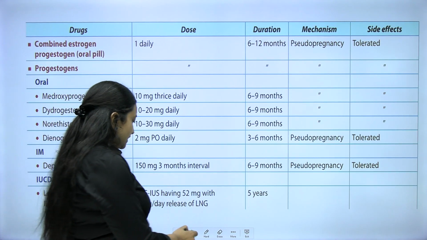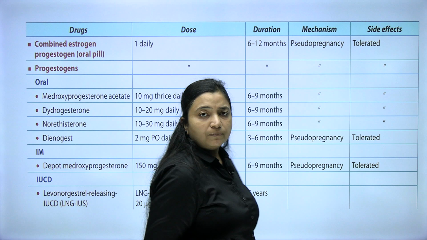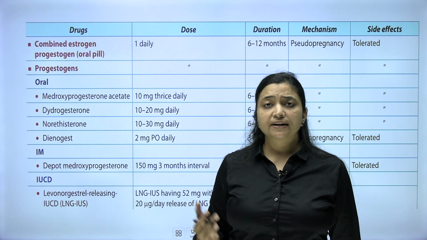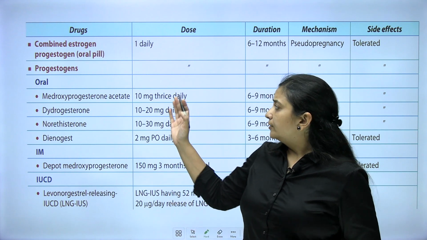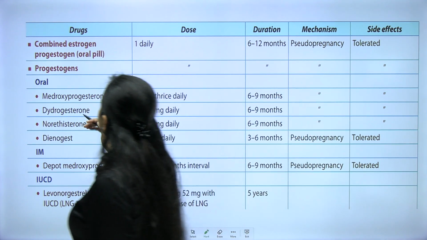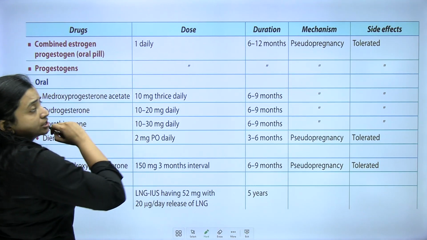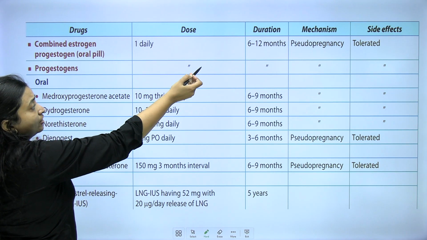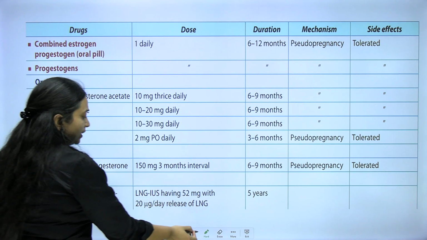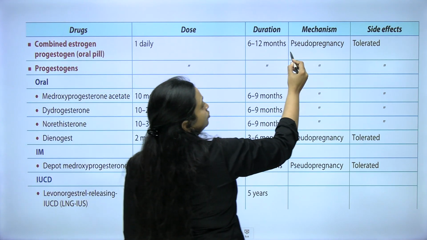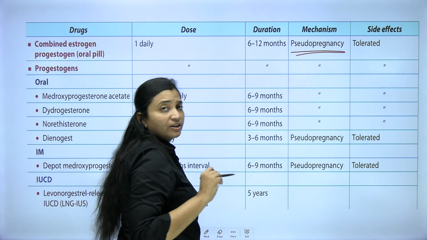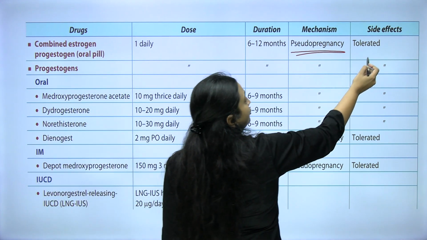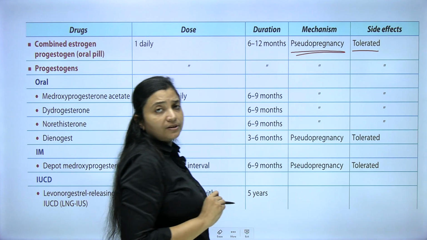Now, what all medicines are available for the medical treatment? I am giving you just the list. I will be discussing it later on in a separate lecture. How do these drugs work? So, a combined estrogen progesterone pill or COCs, combined oral contraceptive pills. You have to give it daily for a period of 6 to 12 months, and it will create a state of pseudo pregnancy. That means the patient is not bleeding continuously for 6 to 12 months, and it is a well tolerated drug from the point of view of side effects.